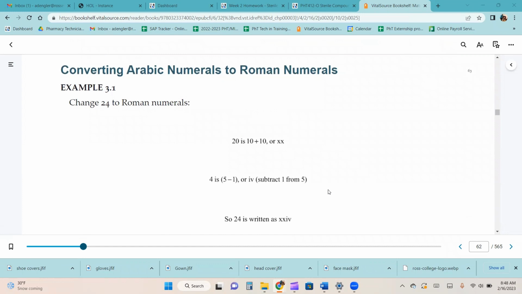So example 3.1, we're changing 24 from Arabic numerals to Roman numerals. So 20 is 10 plus 10, which is XX. 4 is 5 minus 1, or IV, so subtract 1 from the 5. So 24 should be written as XXIV.